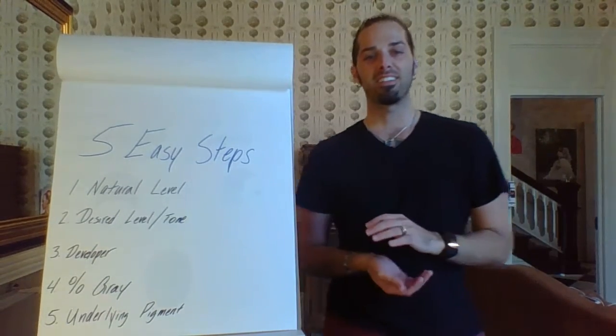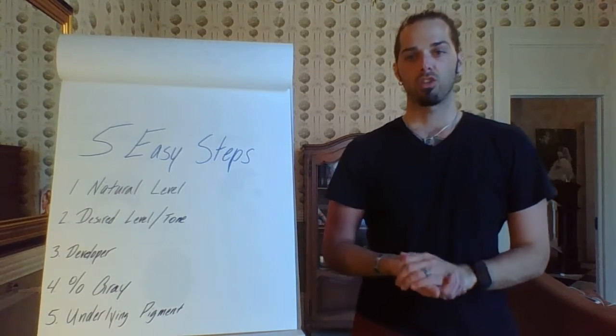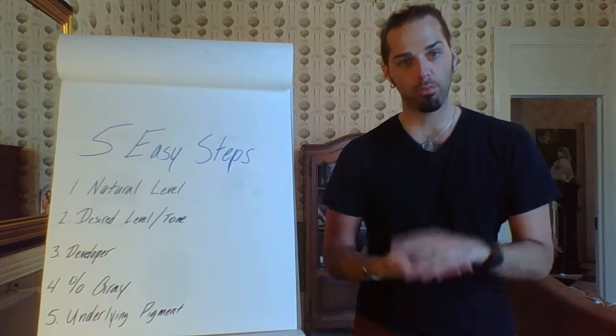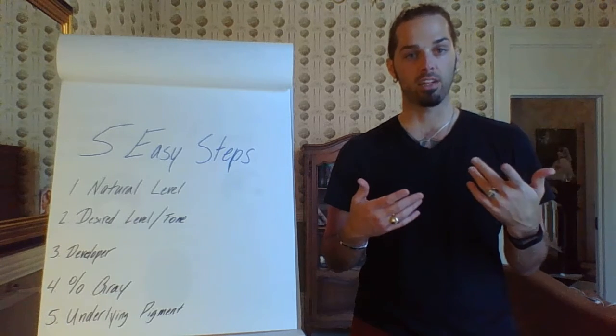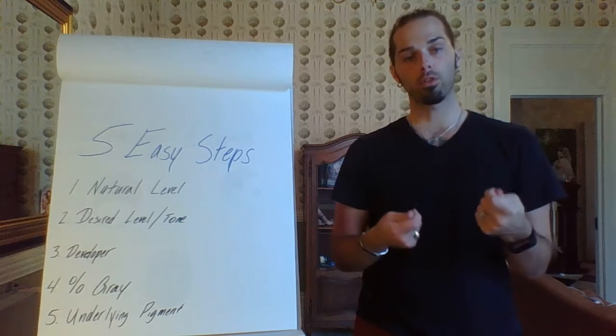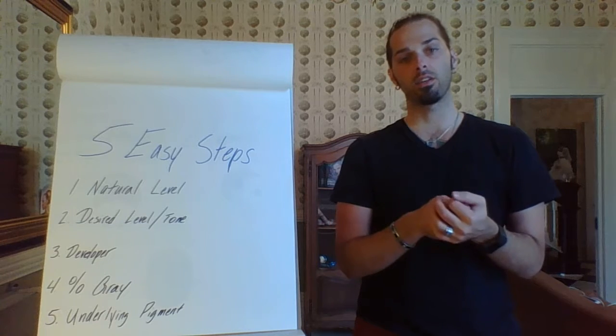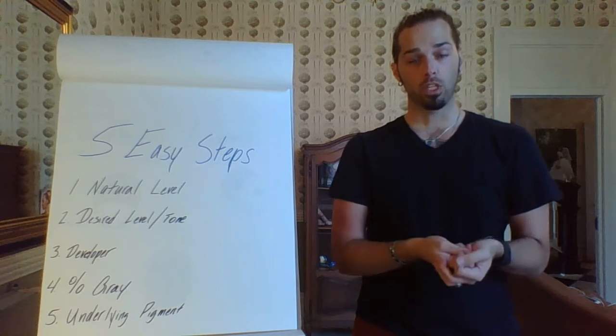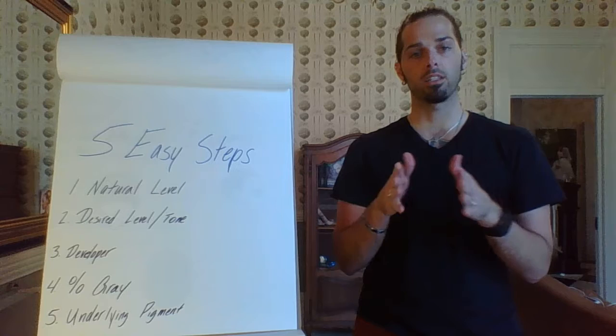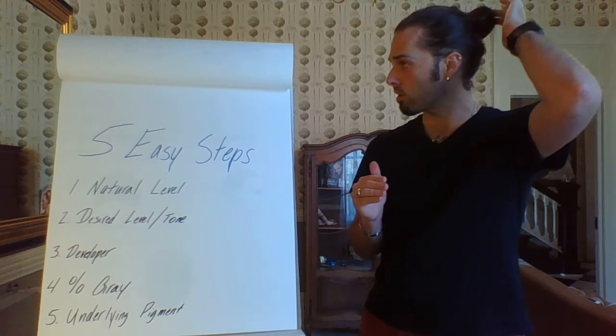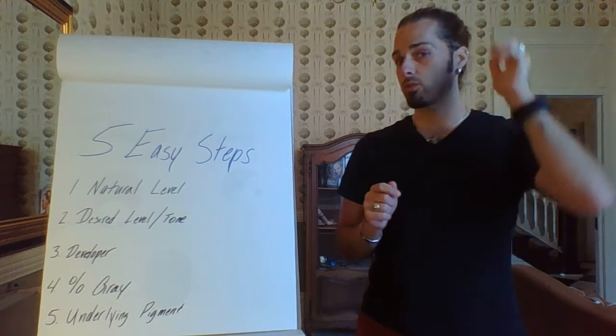Okay, for the 5 easy steps of formulation. So the first step is going to be identifying our client's natural level. How we're going to do that is we're going to take the N series card out of our swatch book, and we're going to go to our client, so we're going to go to the crown of her head. So we're going to go right here, and we're going to find the natural level through here.